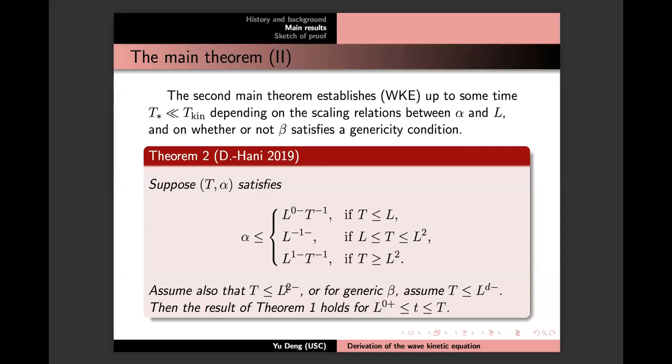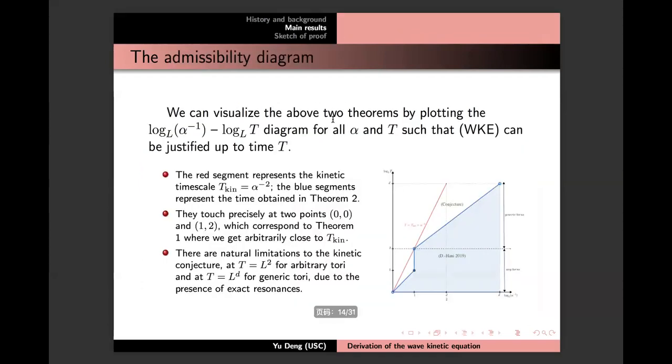And if you assume beta satisfies the genericity condition, then you can actually get a much longer time scale, t less than L to d minus. Then the result of theorem 1 holds true for t between L to 0 plus and this capital time T. Okay, so let me make several remarks on the result.